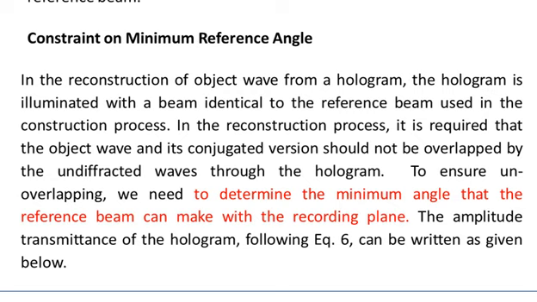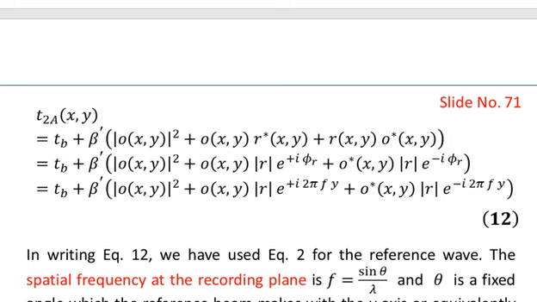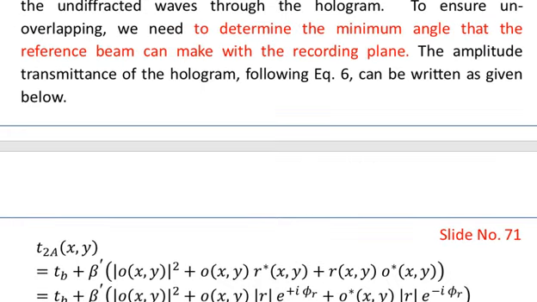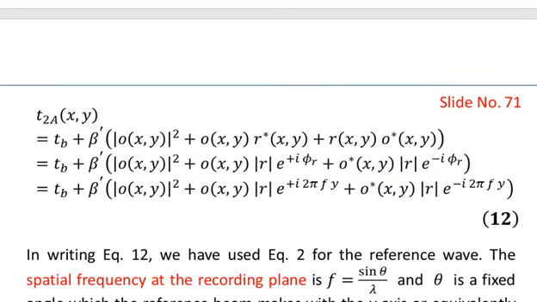The amplitude transmittance of the hologram, following equation number 6, can be written as given below. So this is the amplitude transmittance, but now we are writing it in another form. The first line is the same as we took from equation number 6. In the next line we have substituted the value of R, but in the form of a phase factor. That is, R star is replaced by |R| multiplied by e to the power plus iota phi r.